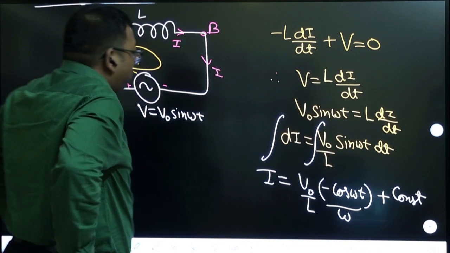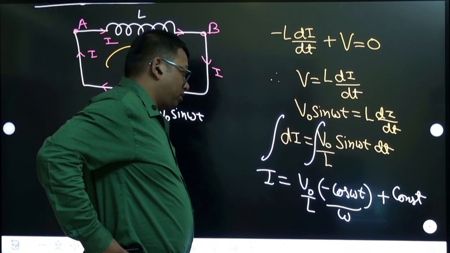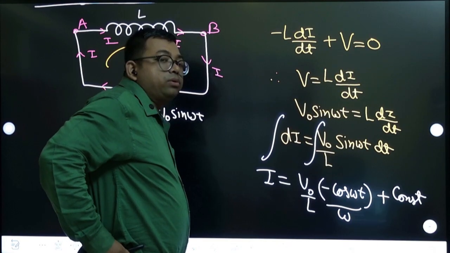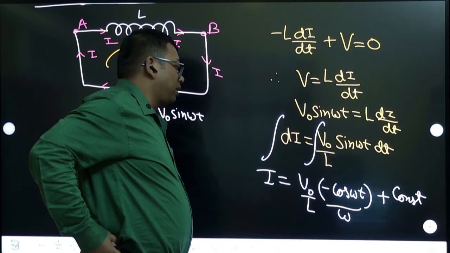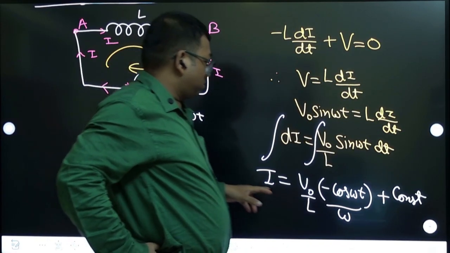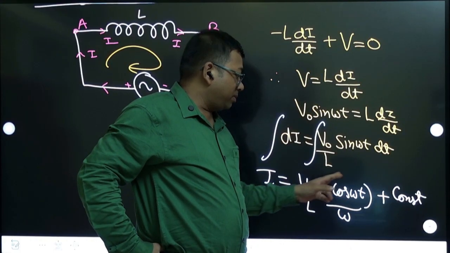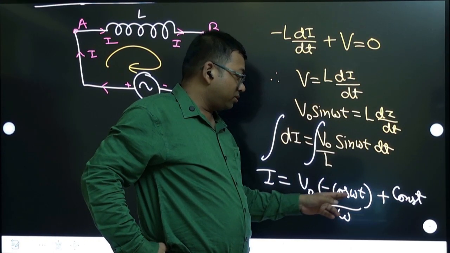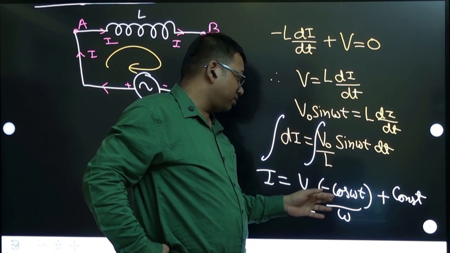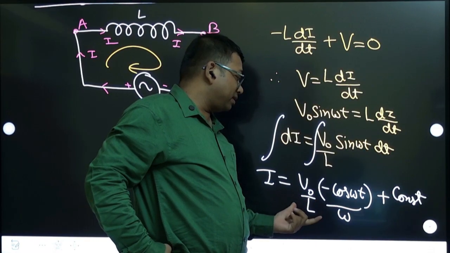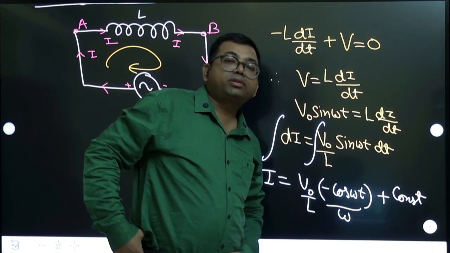Okay, so if you consider this time 0, if you take time 0, then this will become some value, right? Because this will become minus cos 0, which here is 1, so you will get some value, and that constant.